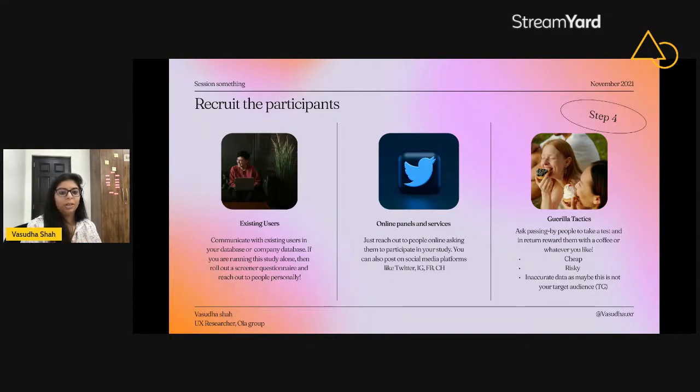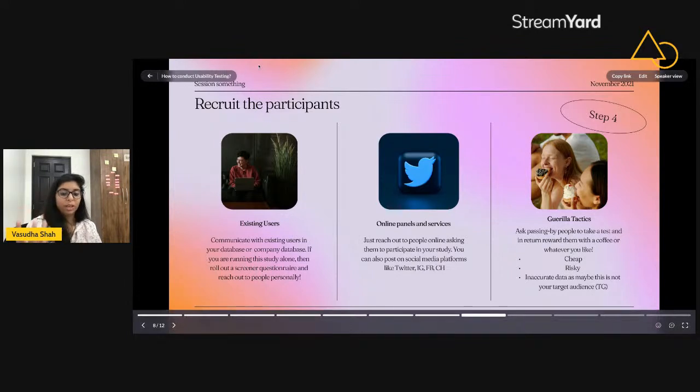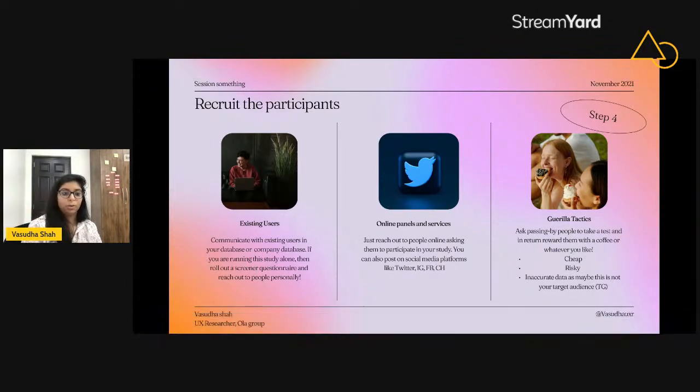That helps a lot. Otherwise, there are a few ways we can do this. First, existing users. You can find existing users within the database, right? So communicate with existing users in your company database. If you're running the study alone, then roll out a screener questionnaire after you create a user criteria and reach out to people personally. You can also reach out to people through online panels and services. So just reach out to people online, asking them to participate in your study. You can also post on social media platforms like Twitter, Instagram, Facebook, Clubhouse, things like that.